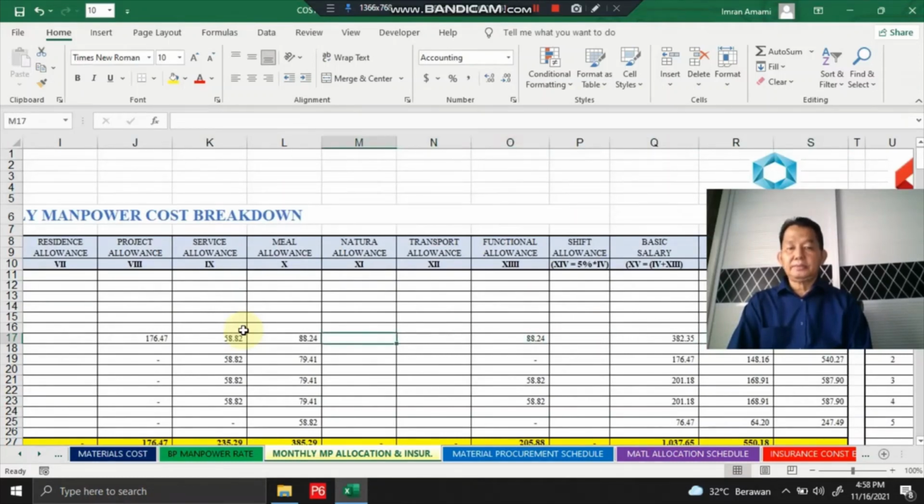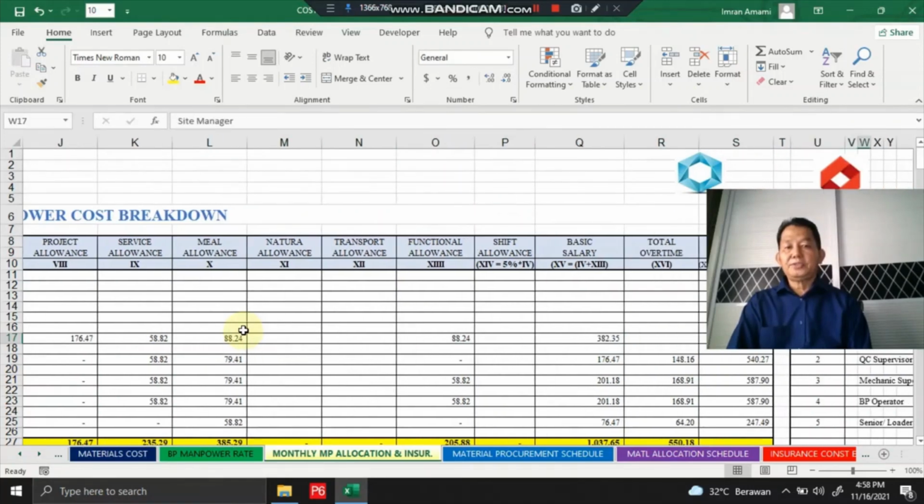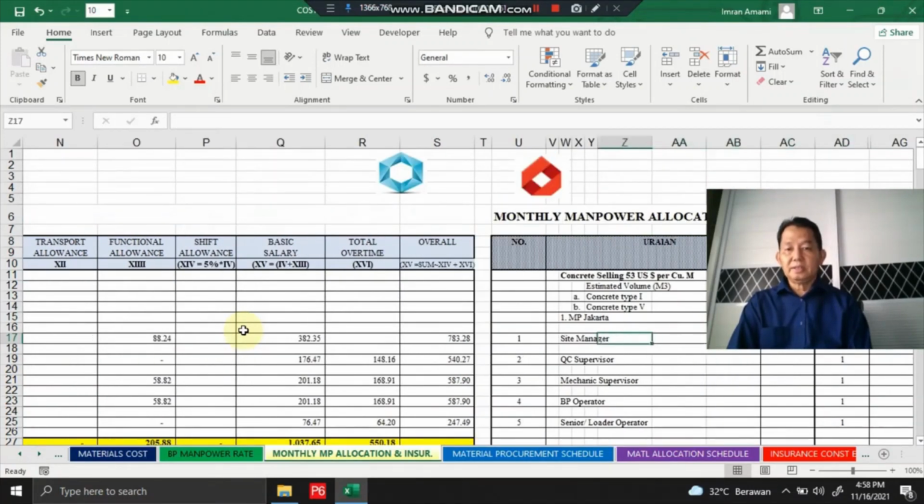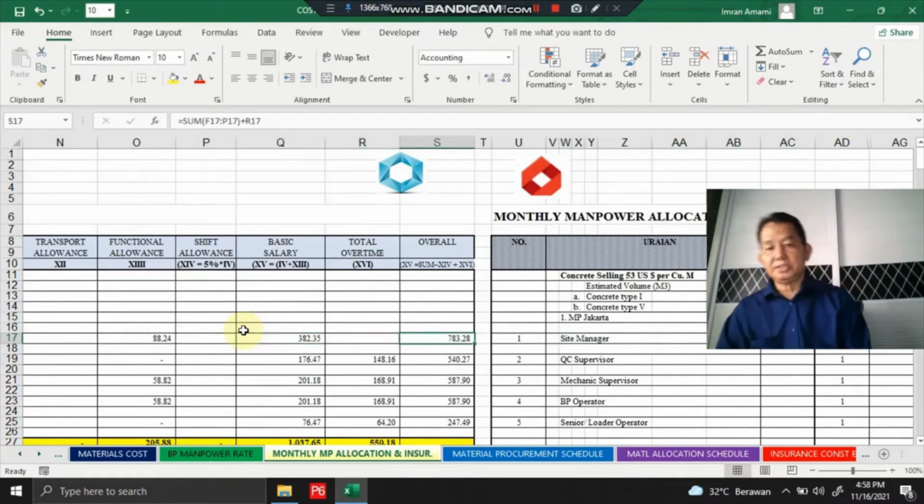and natural allowance, transport allowance, functional allowance, ship allowance. This is the total basic salary. Yes, this is the estimated total overtime, and this is the overall cost for each personnel.